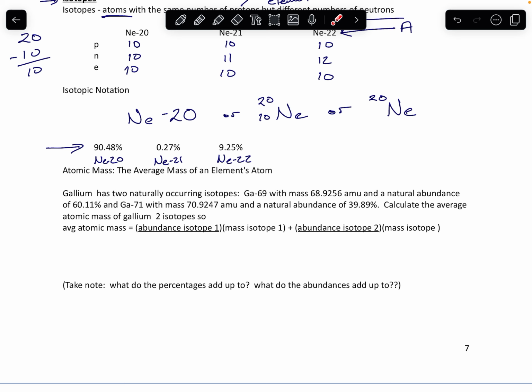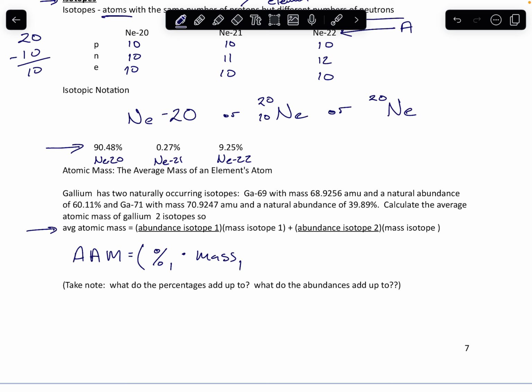So when we find the average of all those masses, of all those atoms of neon, we have to take those percentages into account. We're going to find what we call the average atomic mass. This is a weighted average. Like it says down here, my average atomic mass is the abundance of the isotope, that's my percentage for isotope number 1, times the mass of that isotope.